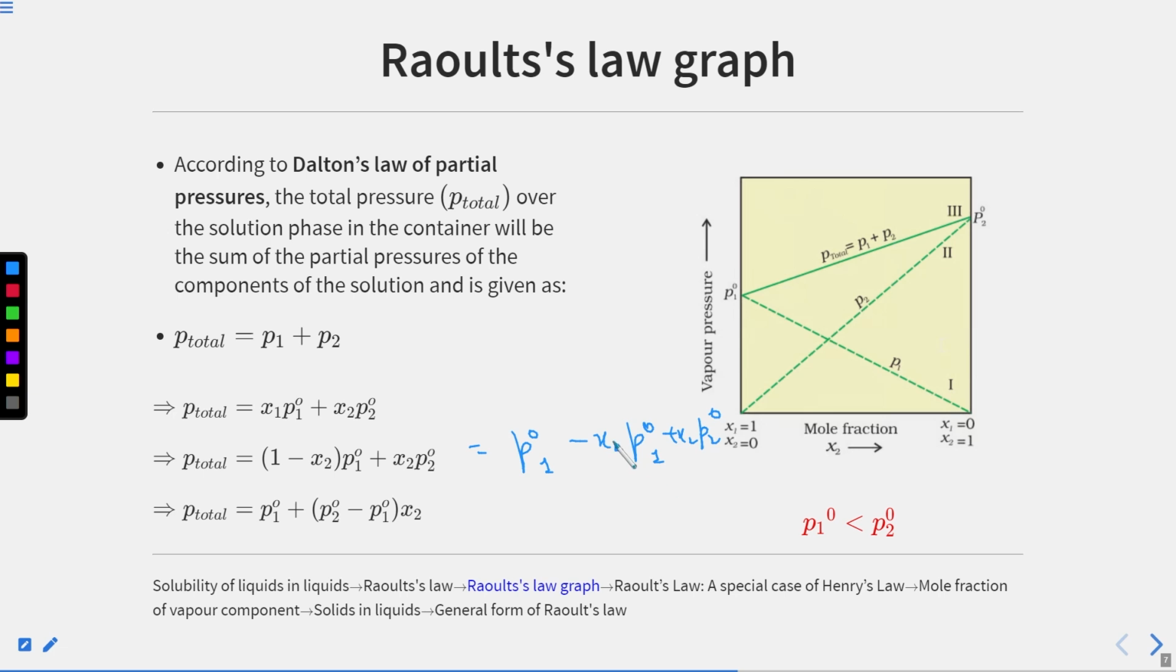We will get this thing. So both have x2 in common. But what we can write is that here is x2, here is also x2. So we can write that p naught 2 minus p naught 1 is multiplied by x2. So here is the thing, and we get p total as this formula. So this is a very important formula. You should remember this.